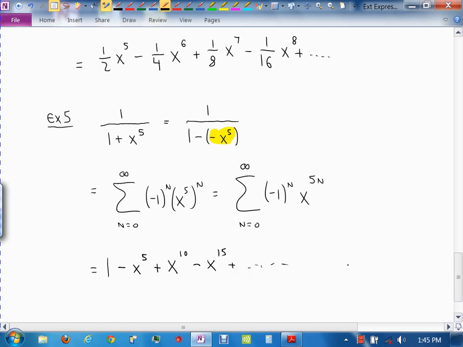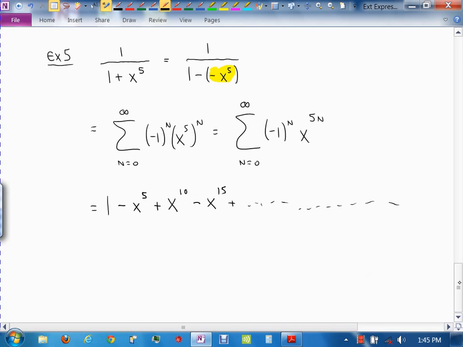Dot, dot, dot. All right, that's it. Those are our first examples. So you can see how powerful that geometric series is at allowing us to rewrite some things as series, right?